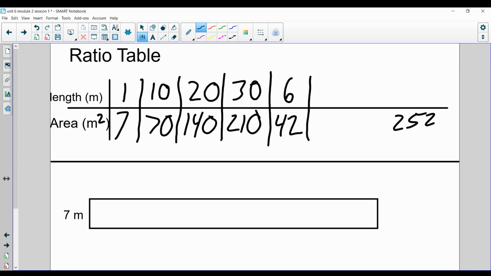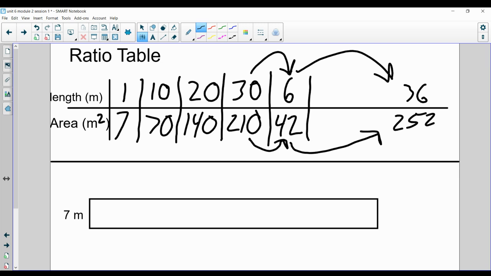So now, once again, like I said with the ratio table earlier, you want to be careful. Make sure you don't add everything up down here on the bottom. You want to make sure you only add what you need. So if I do 30 plus 6, that's going to obviously be 36. And then if I did my 210 plus my 42, that gets me to my 252.